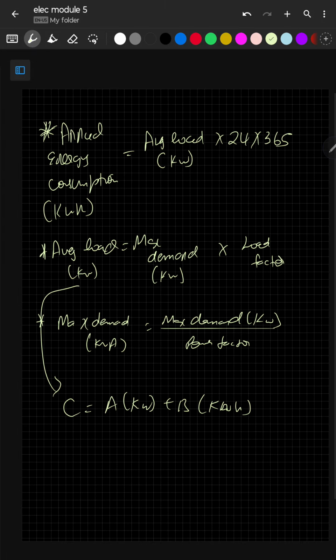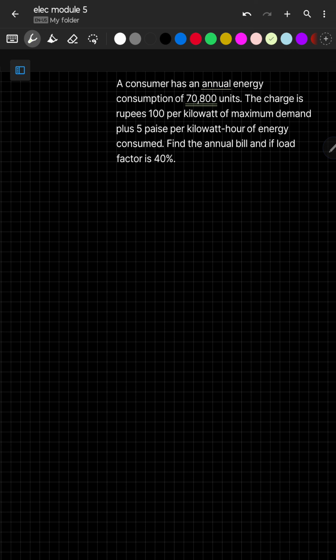Let's understand very slowly. A consumer has an annual energy consumption of 70,800 units. The charge is rupees 100 per kilowatt of maximum demand plus 5 paise per kilowatt hour of energy consumed. Find the annual bill if load factor is 40%. So annual energy consumption they have given, 70,800. It's annual energy given in kWh.